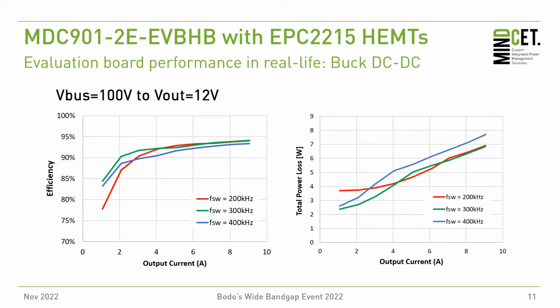So here we have a use case of a bus voltage of 100 volts, which is converted down to 12 volts. And over different load currents, you see that the efficiency from a certain load onwards is well above 90%. The power dissipation that we see is in the order of a few watts up to 8 watts, which is consistent, or in the same order of magnitude, as the previous experiment that we did with the other two evaluation boards.